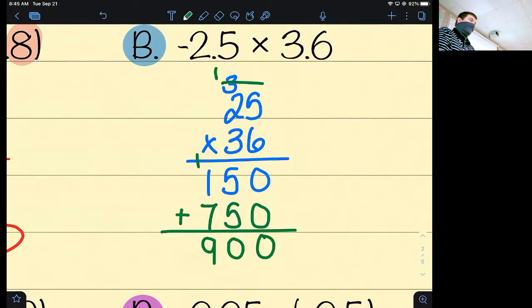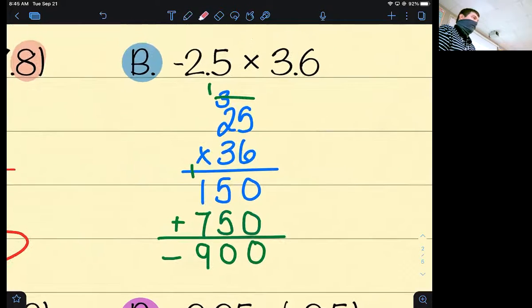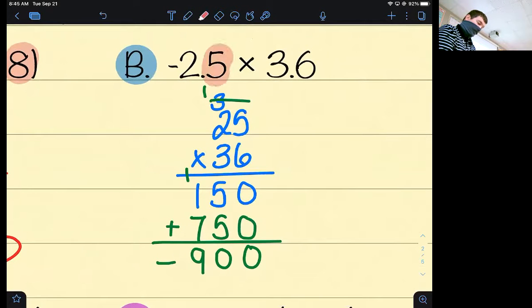Is my answer positive or negative? Negative. So it looks like negative 900, but I need to go back and count my decimal places. How many total decimal places were in this problem? 2. 1, 2. So I'm going to start on the right side. I'm going to count back 2, 1, 2, and I'm going to put the decimal right there after the 9.